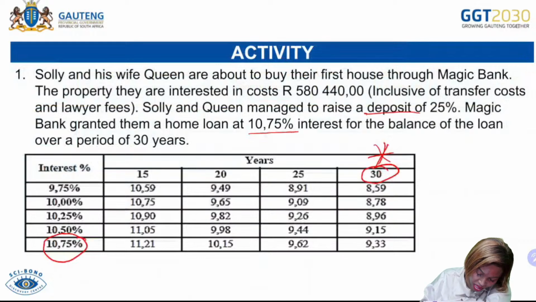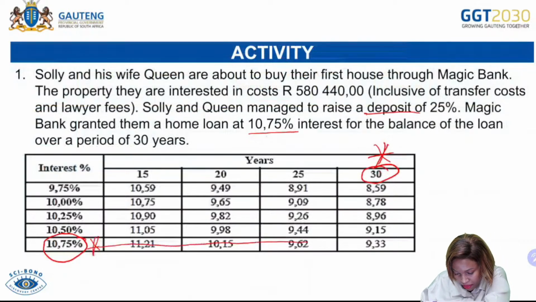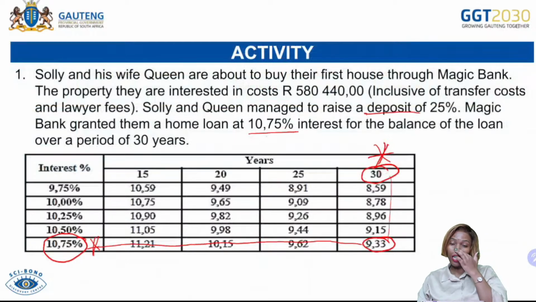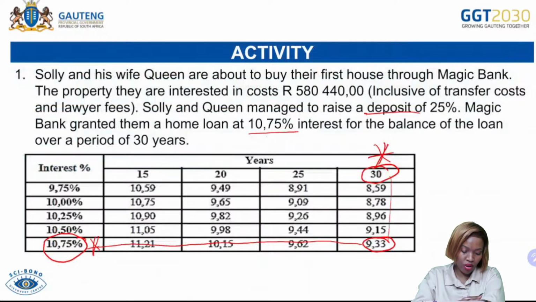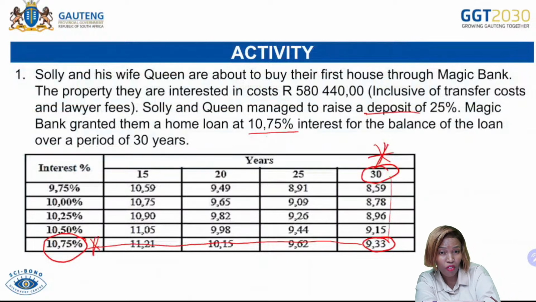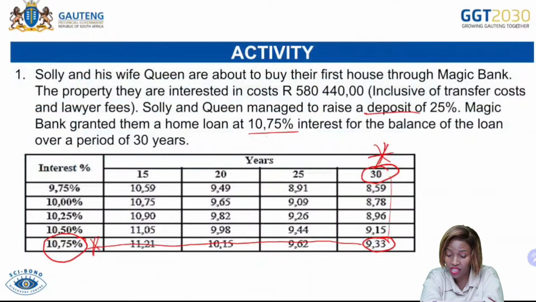This is 10.75, and then you draw a line that will join them. Where do they meet? They meet here, meaning 9.33 is their loan factor. We haven't answered any questions. We're still training, preparing for the upcoming questions. Do we understand the information that is given to us? Yes. Are we ready to now go and answer the questions? Absolutely.